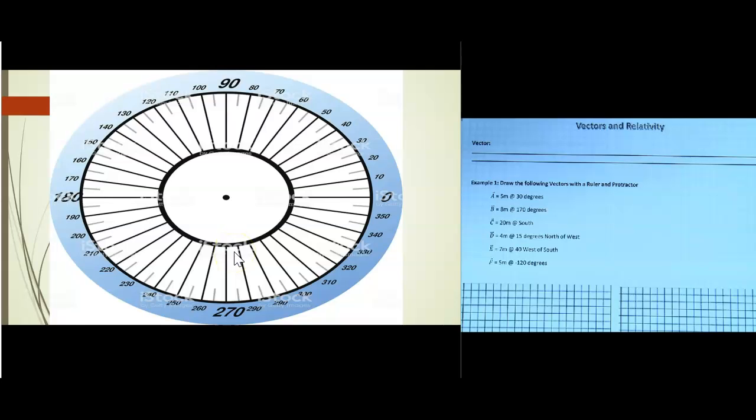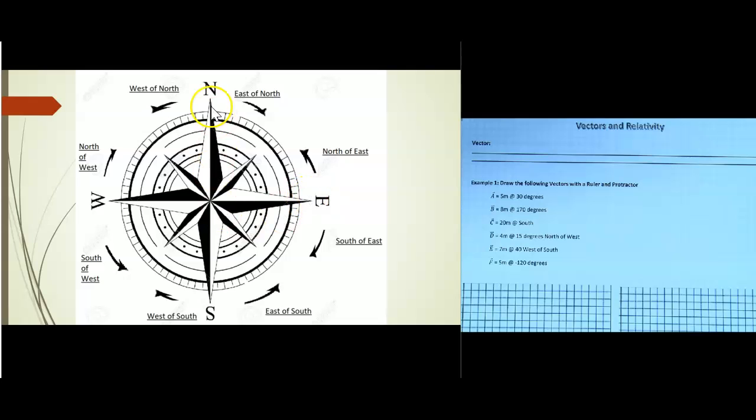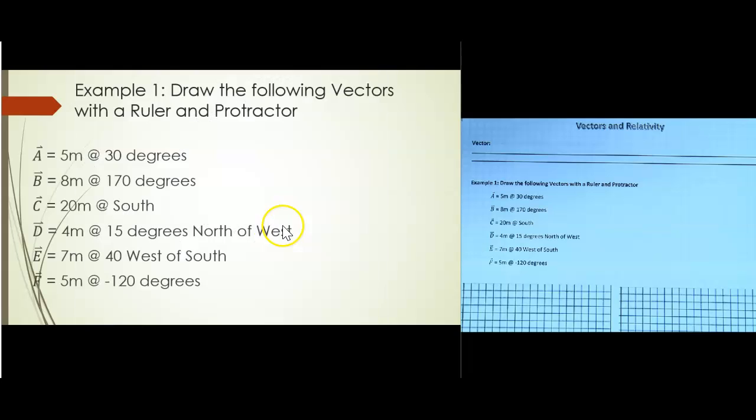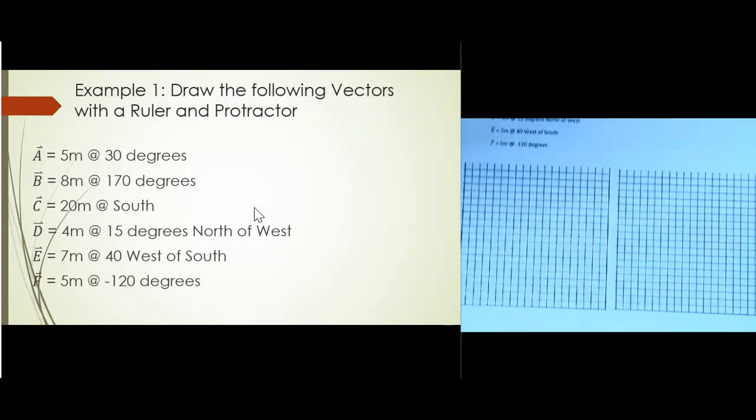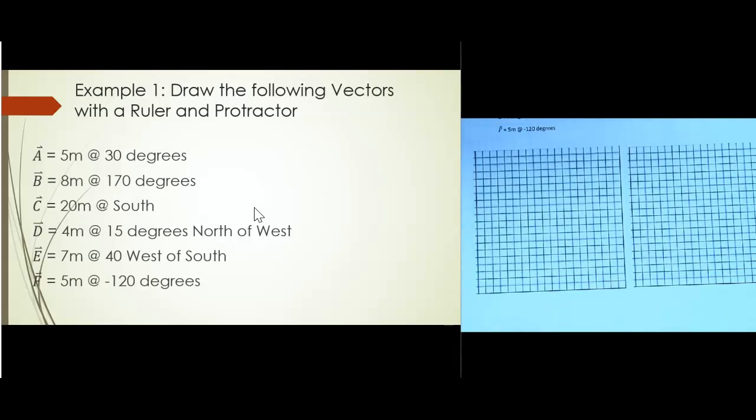Now, we're also going to add in some directions. So we have east, we have north, we have east of north, and north of east. Over here we have north of west, west of north. So if here's north, I'm going to the west. And same thing in the south. So we're going to practice drawing some of these. I'm not going to do all of them. Like I said, if you want to pause the video at any time, you can do so.